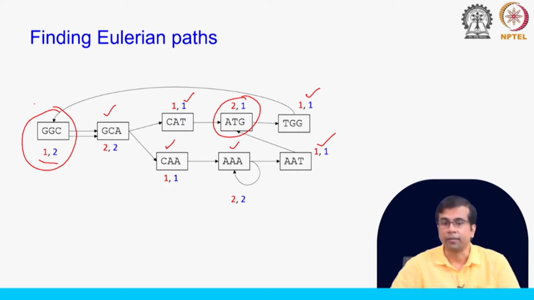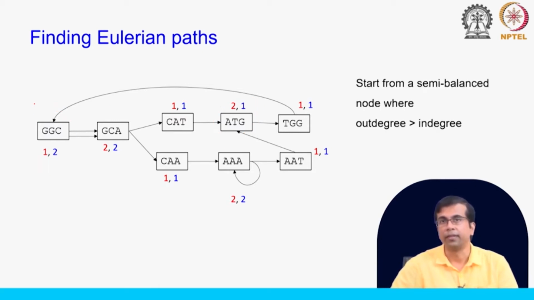So, this graph satisfies the criteria that we defined. You have at most 2 semi balanced nodes, we have 2 here and the rest of the nodes are balanced, which means there must be an Eulerian path in this graph. This condition is satisfied. Now, we have to find the Eulerian path.